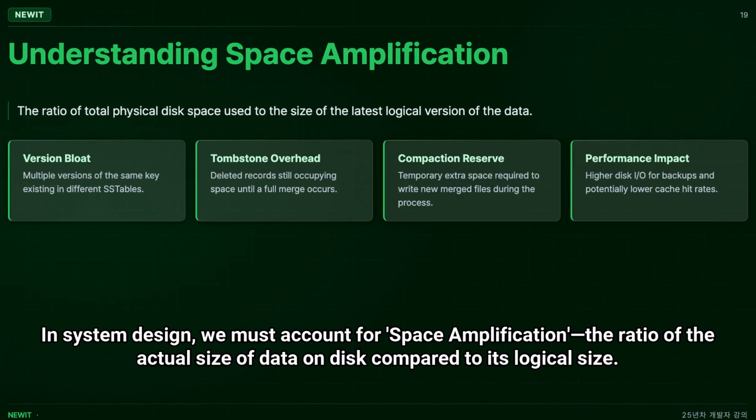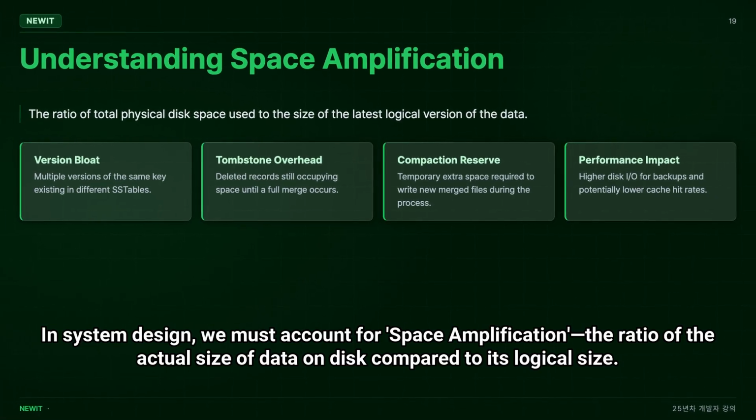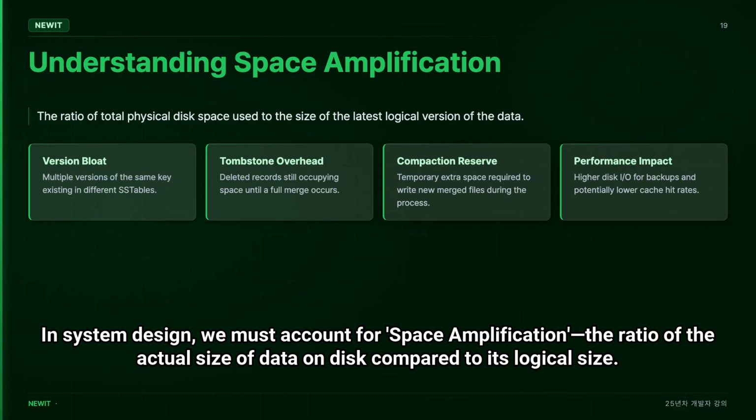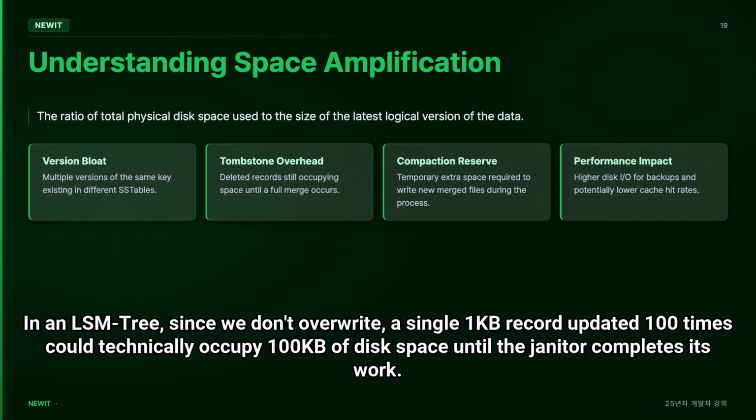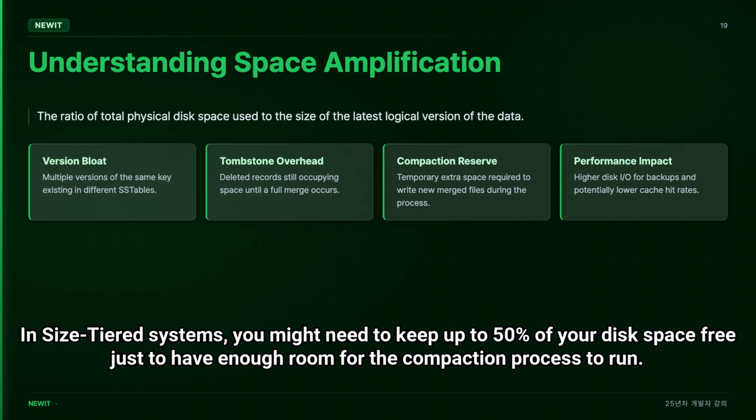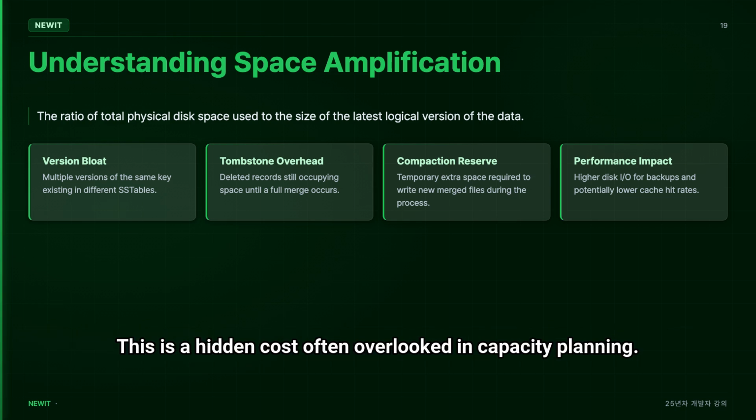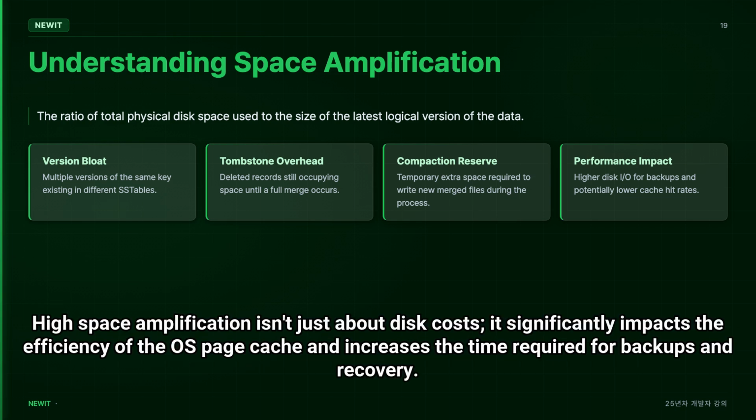In system design, we must account for space amplification, the ratio of the actual size of data on disk compared to its logical size. In an LSM tree, since we don't overwrite, a single 1 KB record updated 100 times could technically occupy 100 KB of disk space until the janitor completes its work. In size-tiered systems, you might need to keep up to 50% of your disk space free just to have enough room for the compaction process to run. This is a hidden cost often overlooked in capacity planning.